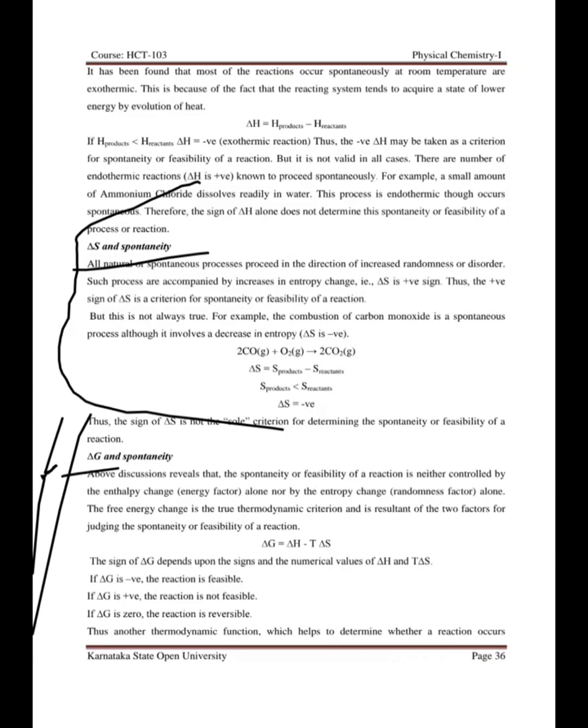Here we are going to calculate product minus reactant, that is delta S will be negative. Product is less than reactant, so the formation of product is less than reactant. So delta S will be negative. For the Gibbs free energy and spontaneity, the equation is delta G is equal to delta H minus T delta S.